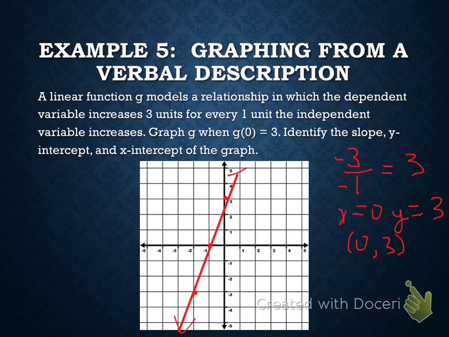And then it also asks us to identify the x-intercept, because this one's the y-intercept. The x-intercept is going to be where it crosses the x-axis, which is at (-1, 0).